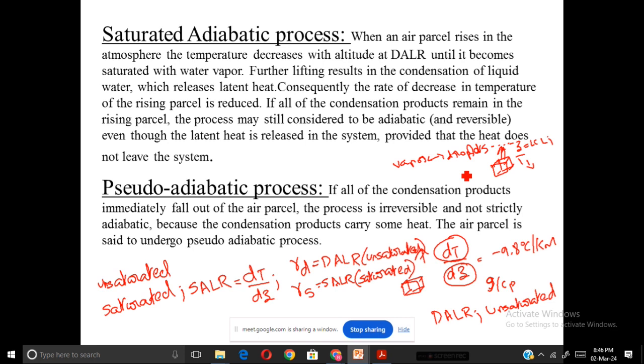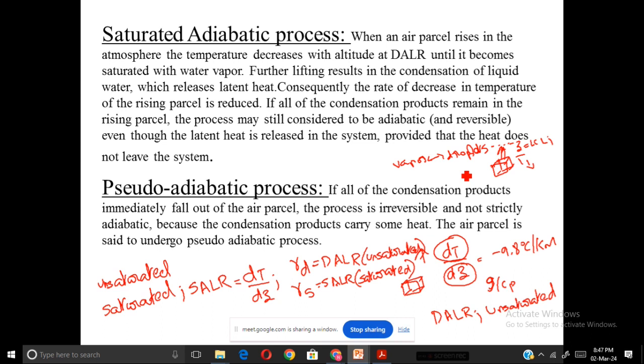So once the products have fallen out of the air parcel or fallen out of the system, now the process becomes irreversible and not strictly adiabatic. Once it rains out or precipitates out of the system, the process is said to be pseudo-adiabatic, which means it is not adiabatic anymore. The process is not reversible.